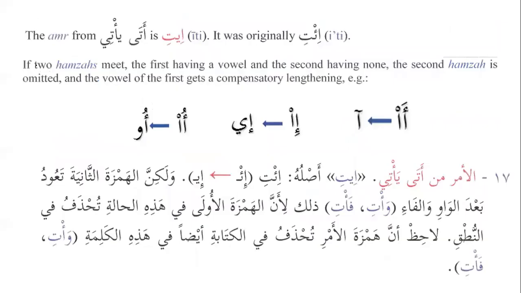Inshallah, ya Rab. Then we have the amr of atayati, which is iti. It was originally iti. How was it iti? Because we have, for example, ta'ti, and when we want to make fi'l al-amr, you know how to make fi'l al-amr now, yeah? So please tell me what are the steps.